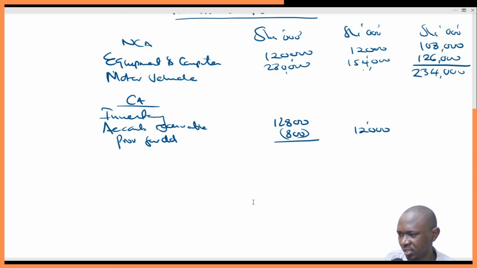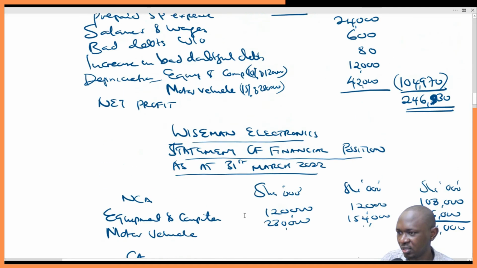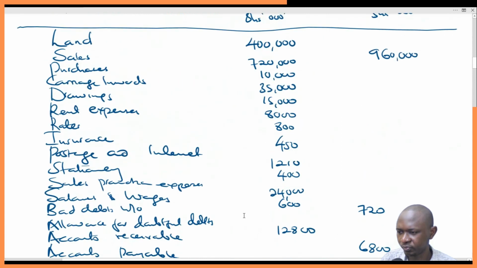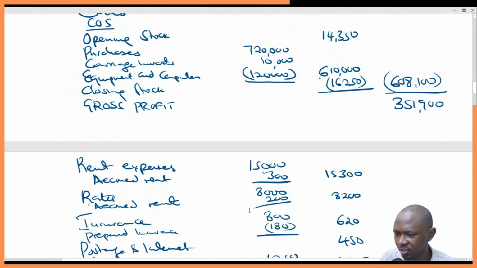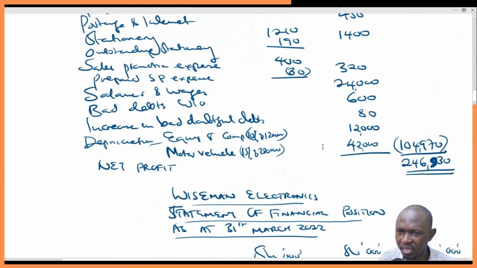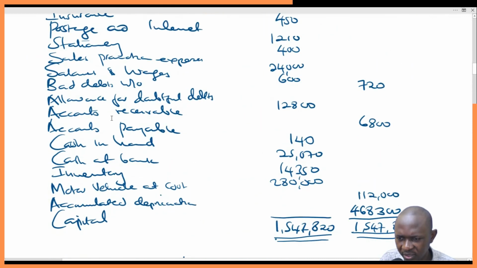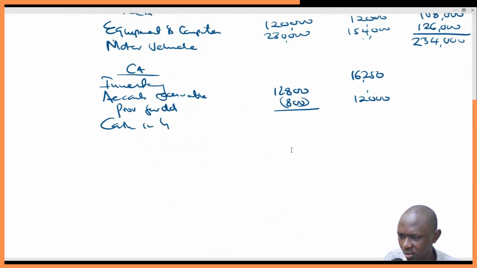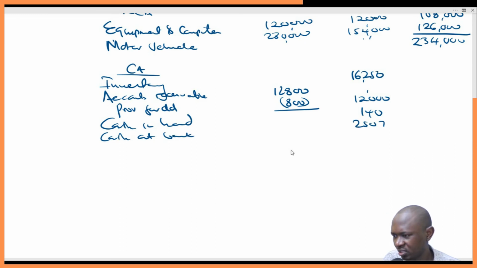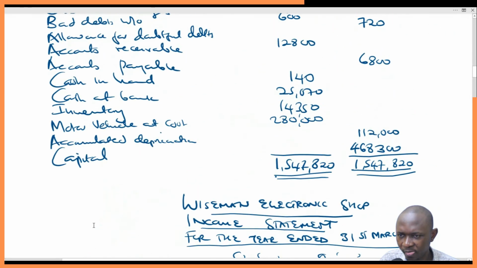Just creating space, 16,250. So we have captured the accounts receivable, it's there. Let's pick any other asset that we can see around. Cash in hand and cash at bank. So cash in hand 140, cash at bank 25,070. So let's pick those two. Cash in hand 140, cash at bank 25,070. Then we pick any other.